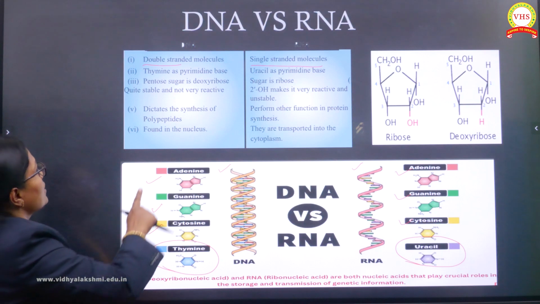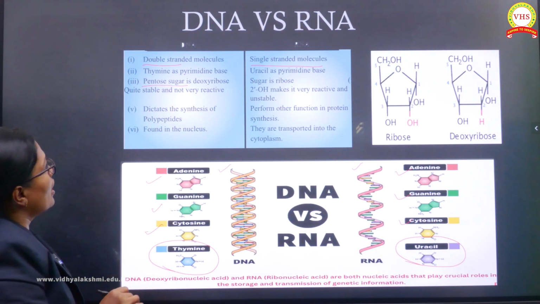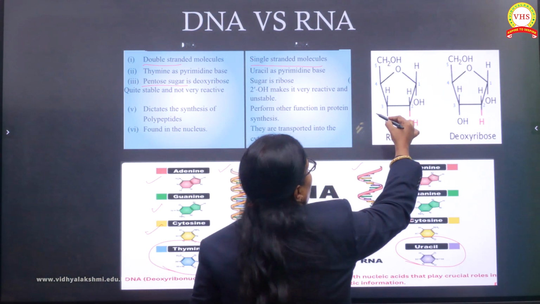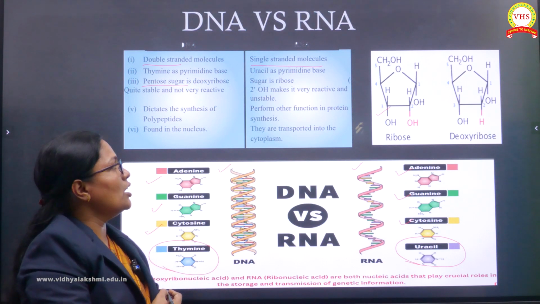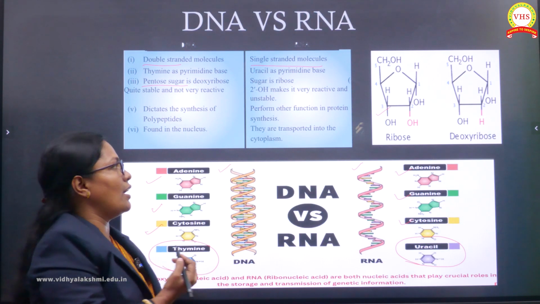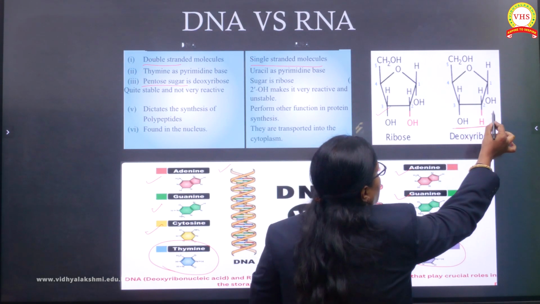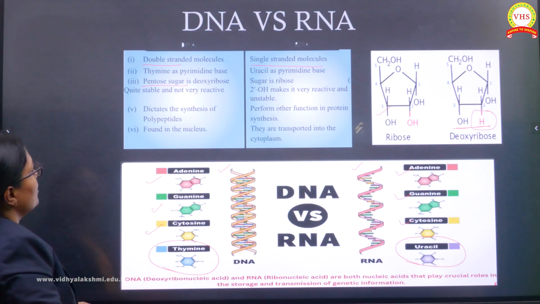And the third difference is the pentose sugar. The pentose sugar in RNA is just the ribose sugar, taken as such, and there is no removal of oxygen there. Whereas in DNA, in deoxyribose sugar, at the second carbon, one O is eliminated. That is the third difference.